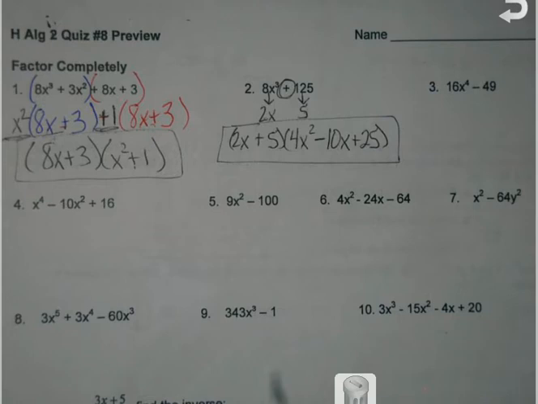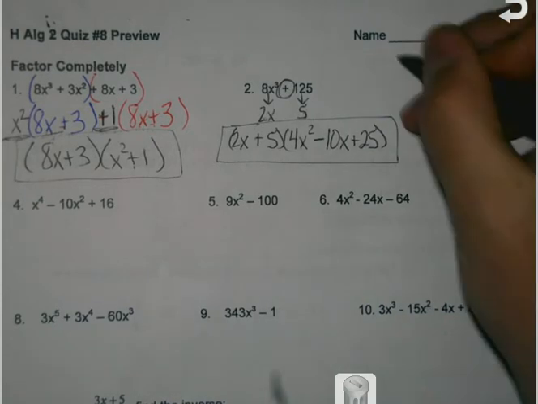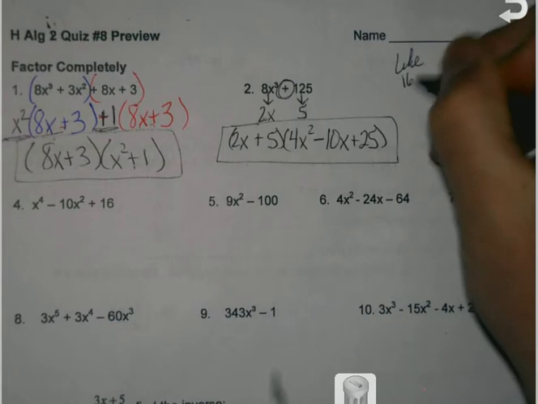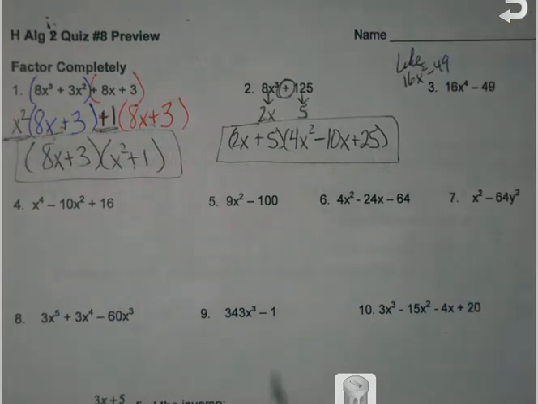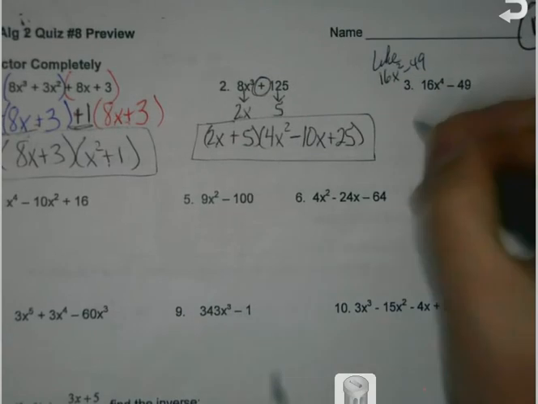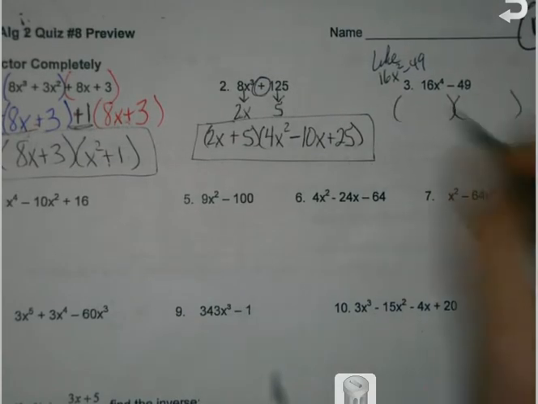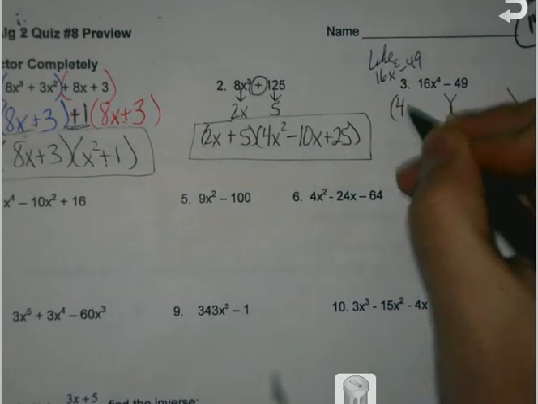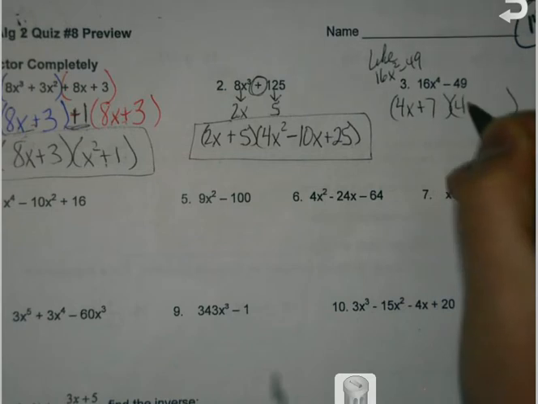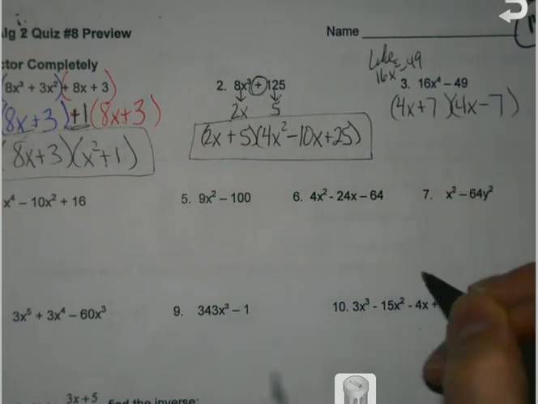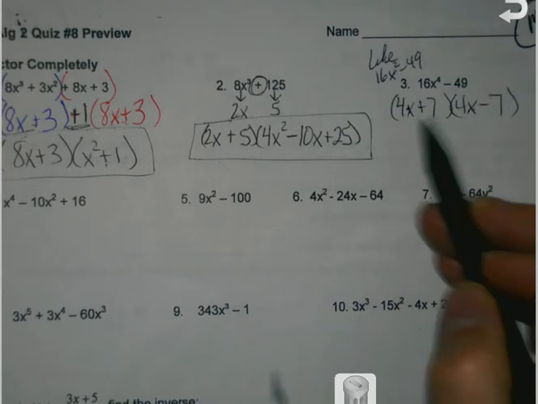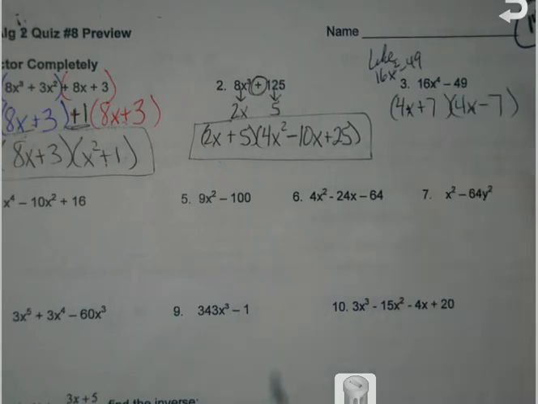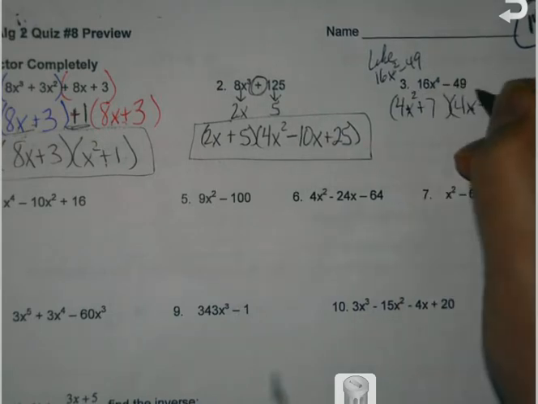Number 3. Again, same idea. You might look at that and go, well, that's x to the 4th, though. Remember, that's like doing 16x squared minus 49. It's a difference of squares. The difference is going to be, if this were 16x squared, I'd do 4x plus 7, 4x minus 7. But there's one small change. X times x gets me x squared. What times what gets me x to the 4th? X squared.